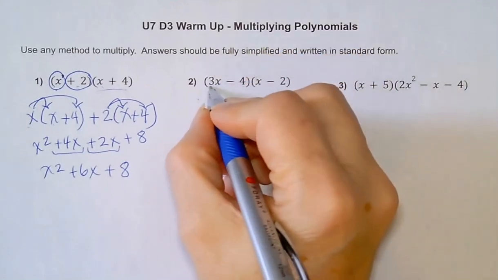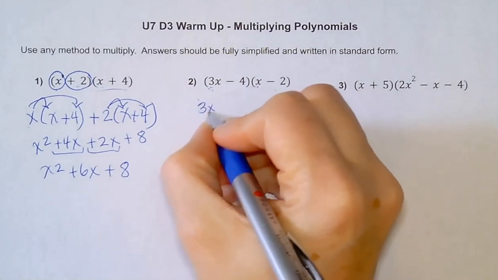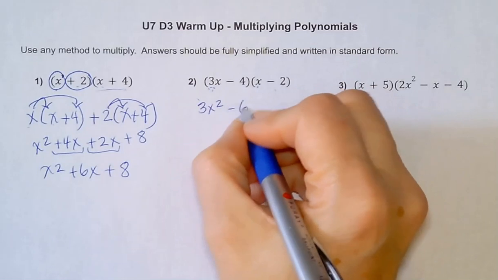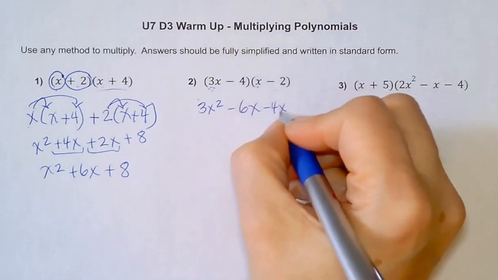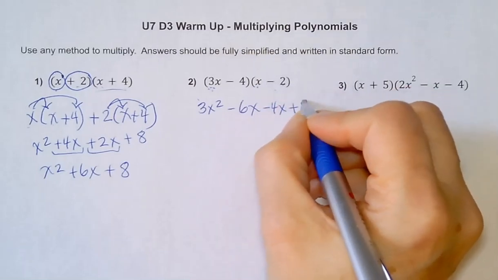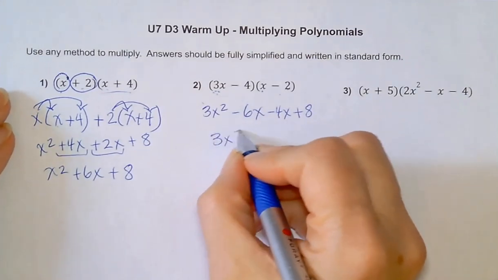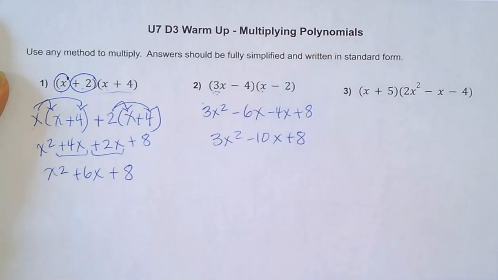FOIL, I'm going to do my first 2 terms. So I have a 3x times an x gives me 3x squared. Then my outer terms, 3x times negative 2 gives me negative 6x. Inner, negative 4 times x is negative 4x. And then last, negative 4 times negative 2 is positive 8. I'm going to combine like terms, so I get 3x squared minus 10x plus 8 as my final answer.